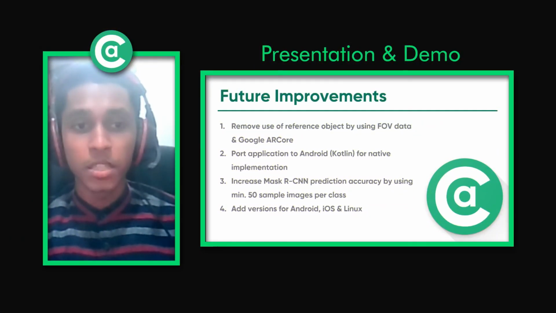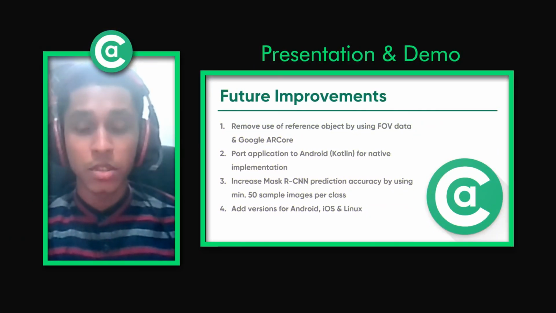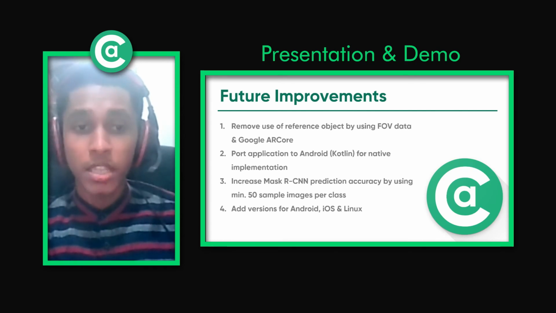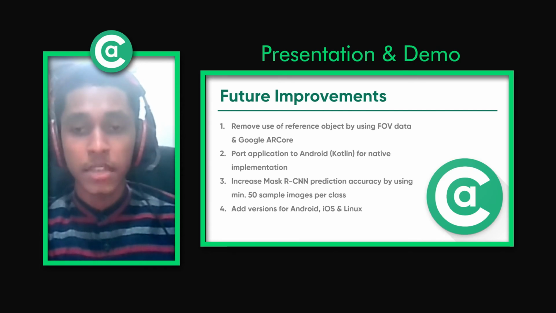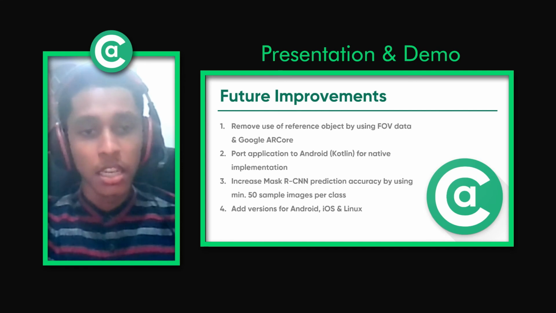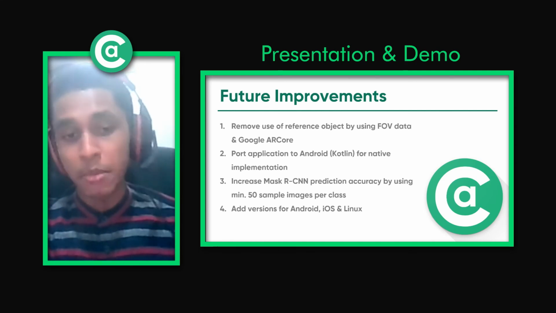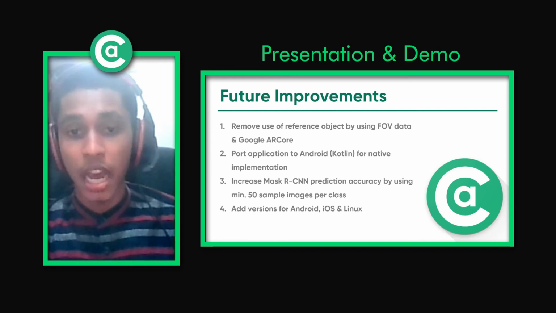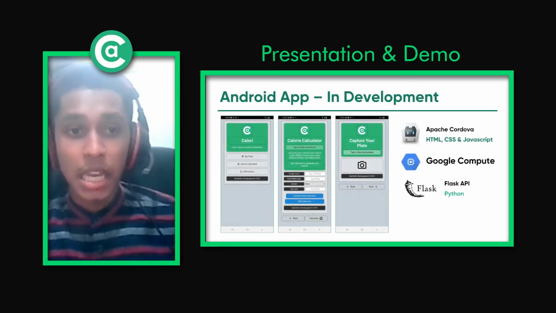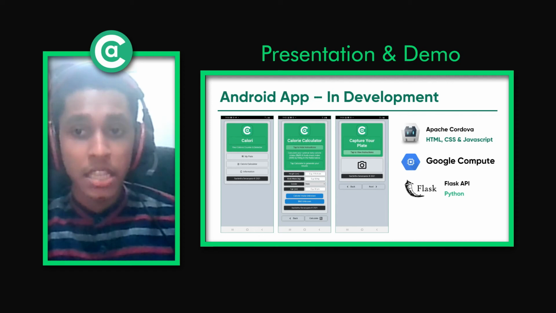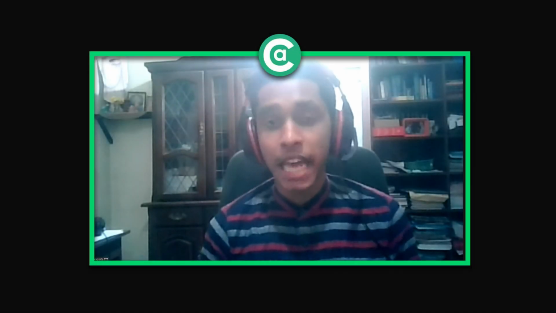As future improvements, I'd like to remove the use of a reference object so that the user just needs his or her smartphone. And I'd like to port this application directly to Android so that we can have access to the native camera, and increase the mask RCNN's prediction accuracy by using a minimum of 50 sample images per class. And furthermore, I've also currently implemented the Android app, and it is currently in development, and I've done this via Apache Cordova. That concludes my presentation of the Calorie application.